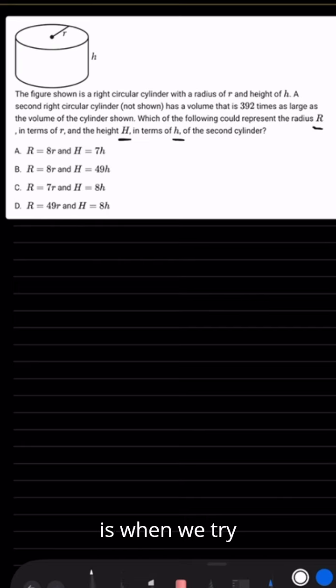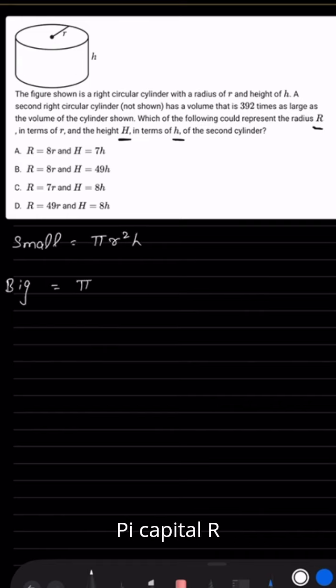Now, when we try to calculate the volume of the small one, let's say I'll write small here, it's simply what? Pi r square h, and the volume of the big one is pi capital R square times capital H. Now, of course, we can clearly see from the options that the bigger radius is some factor of the small radius and the bigger height is some factor of the small height.